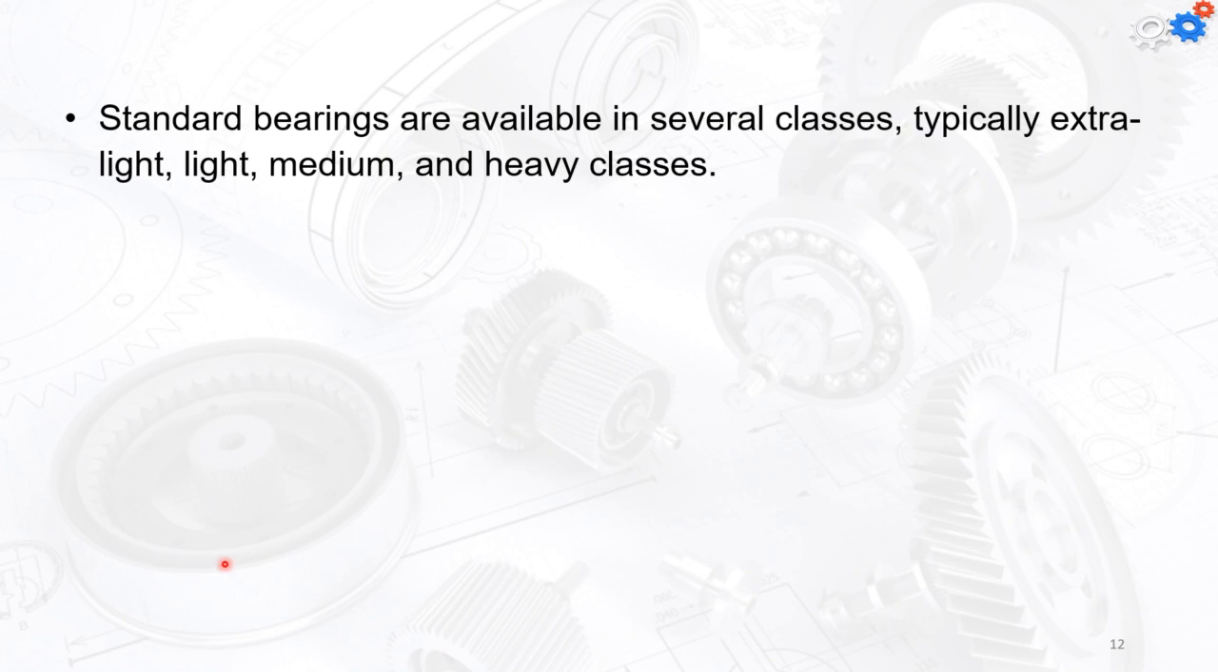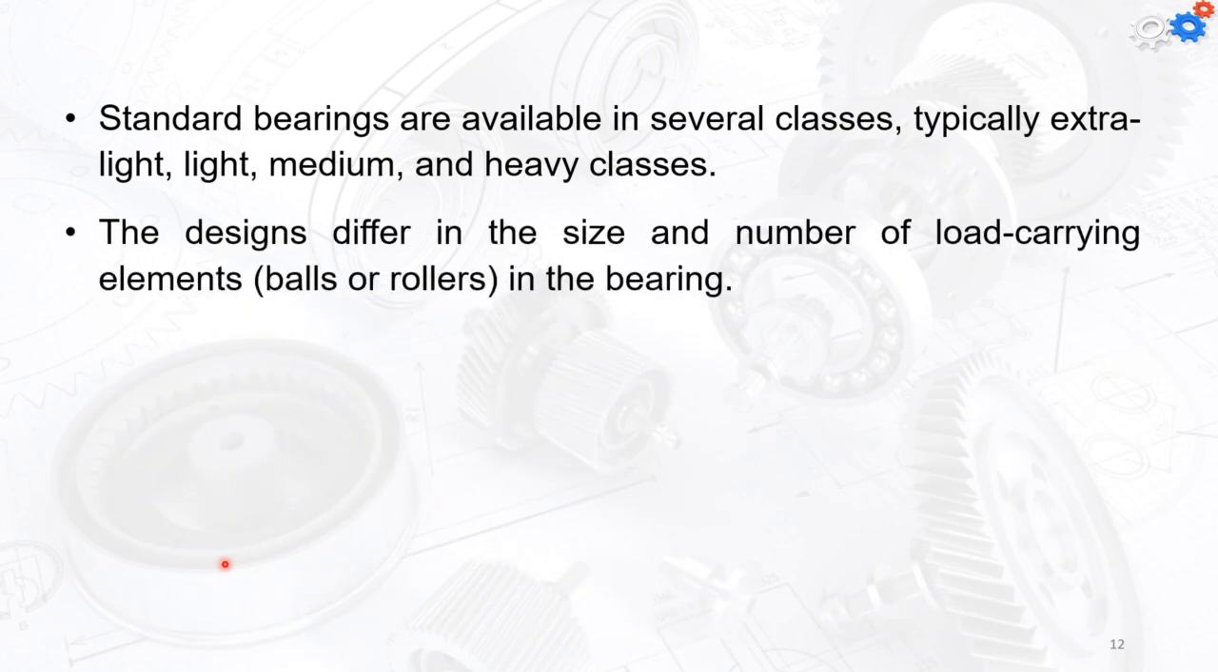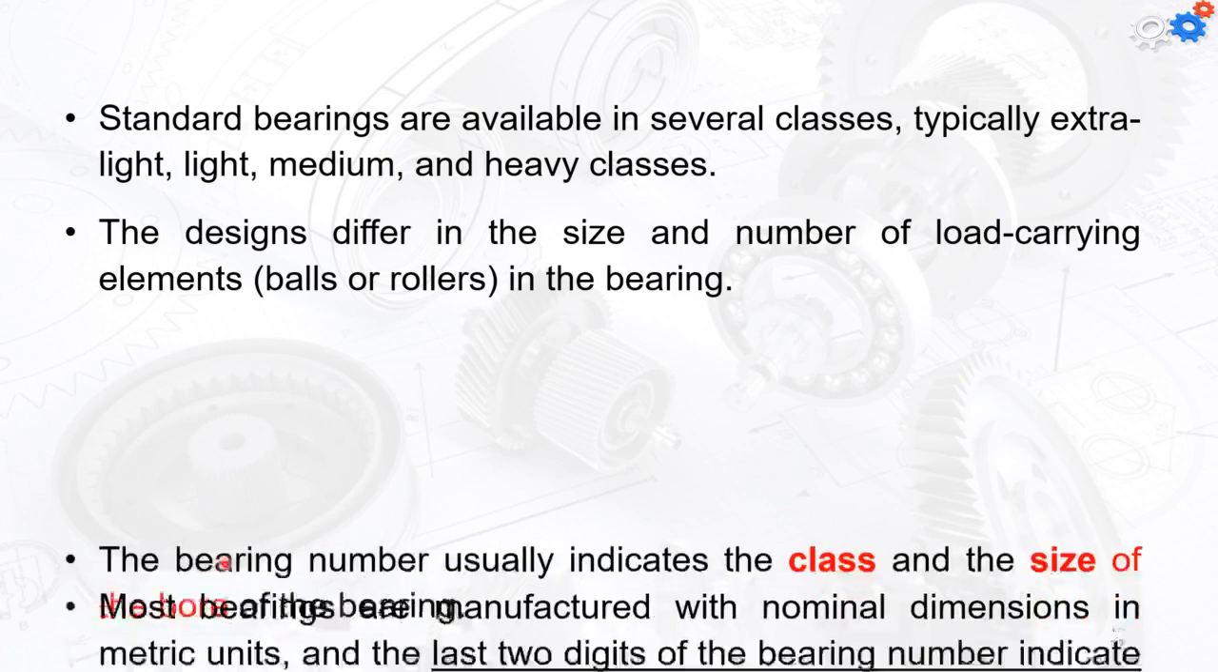So the standard bearings are available in several classes, typically the extra light, the light, the medium, and the heavy classes. The designs differ in the size and the number of the load carrying elements, like the size of the ball or the rollers in the bearing.